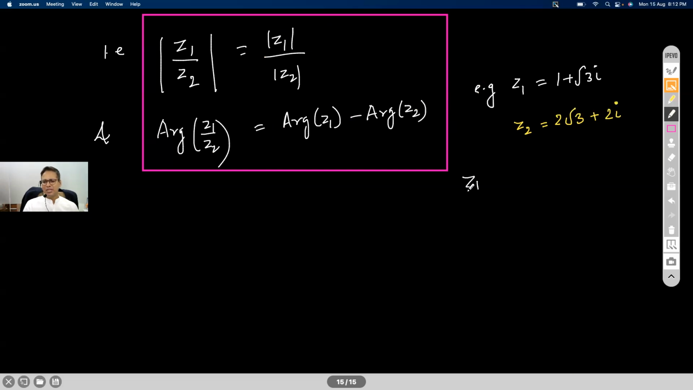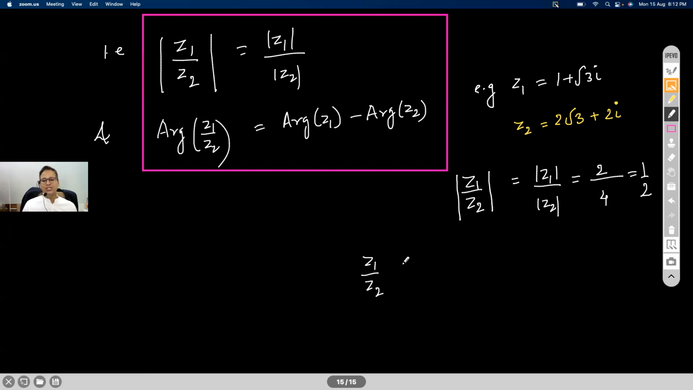If I'm doing Z1 by Z2 and somebody wants me to get the modulus, I don't have to actually do Z1 by Z2 by doing that multiplication with the conjugate and all. I can directly jump and say it is the ratio of their respective moduli. So what is the modulus of Z1? Write it in the chat box. 2, absolutely right. What is the modulus of Z2? 4. So it will become a half. Simple as that.